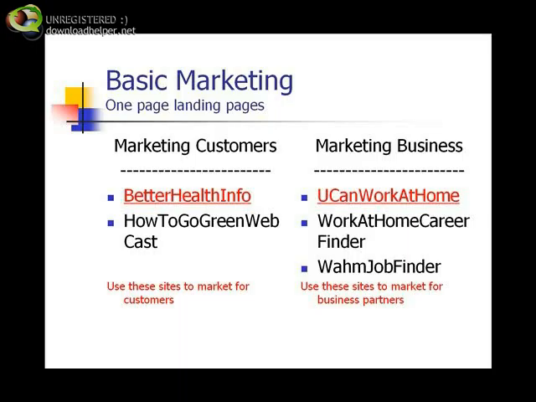Now, depending upon what you're trying to market for or to, let's start with customers. You have your Better Health Info, the How to Go Green website. We have various different landing pages for health. You would use a landing page, which is a one-page site, and connect it to anything that you've done for generating leads or advertising for people that would like to get healthy, use organic, save money, become a customer. Those sites are used to generate leads for customers.